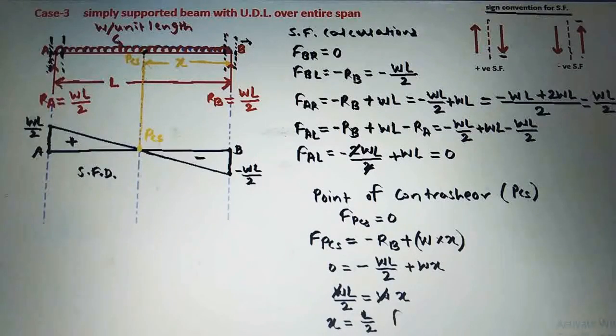and this L by 2 will be the distance of this point of contra shear from the support B. So X is equal to L by 2, and this is from support B. So we write here X is equal to L by 2, and this is the distance of the point of contra shear from B. Next step, we have to draw the bending moment diagram.